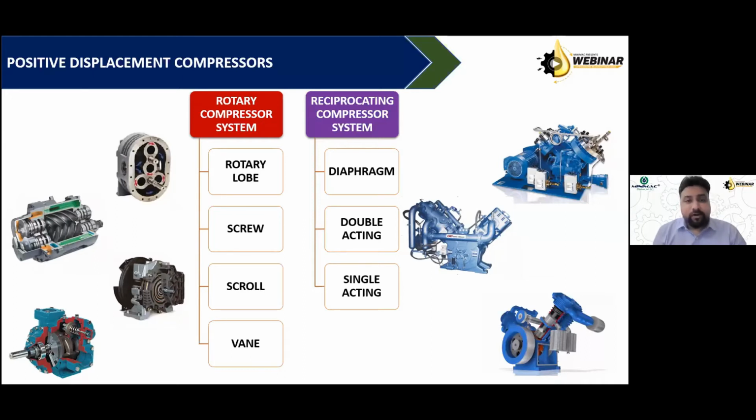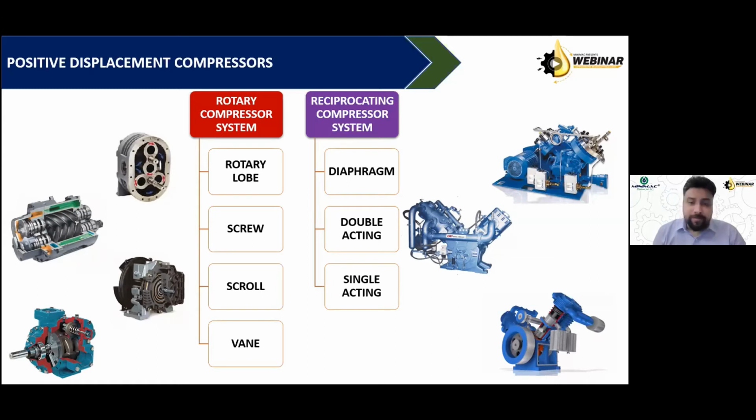The next set of compressors under the positive displacement compressors is the reciprocating compressor system. These are where there is a reciprocating movement in the chamber where the fluid has to be compressed. These are diaphragm type or piston type. Piston type is further classified into double acting pistons and single acting pistons.